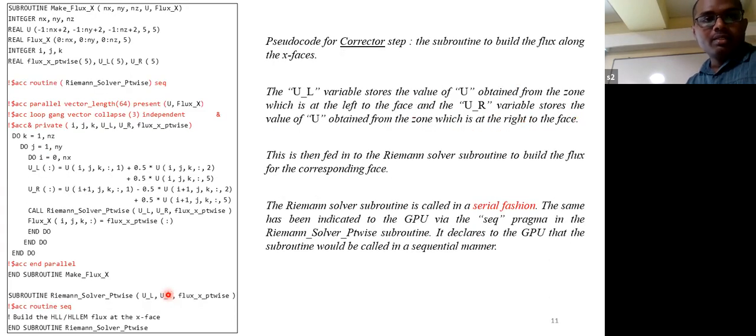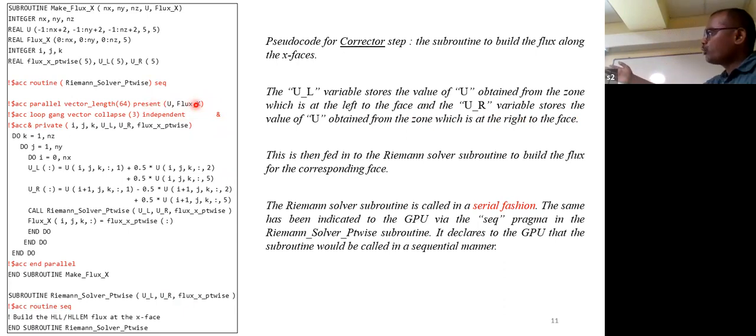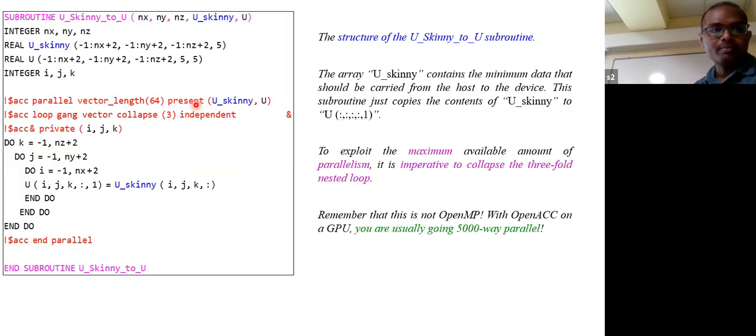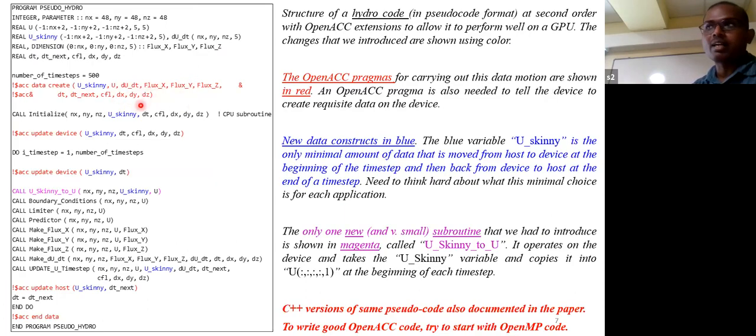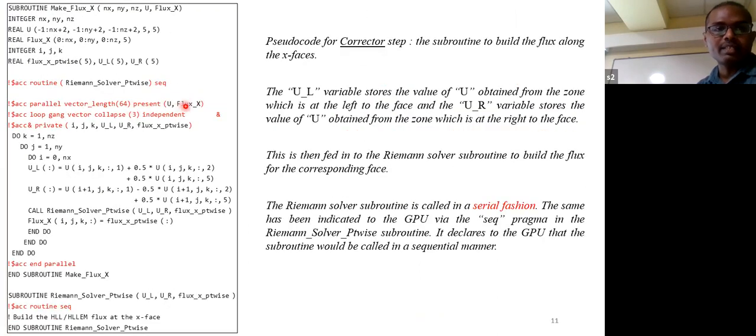Okay. Now let's focus on the next subroutine. That is one example. I'll talk only about the X fluxes, and how we make them. The situation is very similar to the previous case where we say U and flux X are present. I want to recall that we say U and flux X are present, but in this subroutine, U and flux X are not moved to the GPU. It doesn't matter because in the main code, we actually did a data create, and then we said U, flux X, flux Y, all of them are created on the GPU. So that's the reason we say U and flux X are present here.